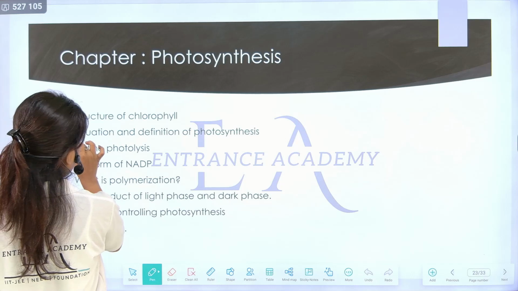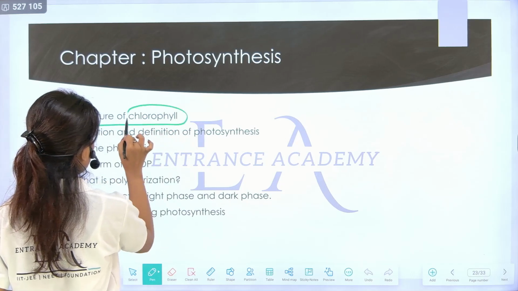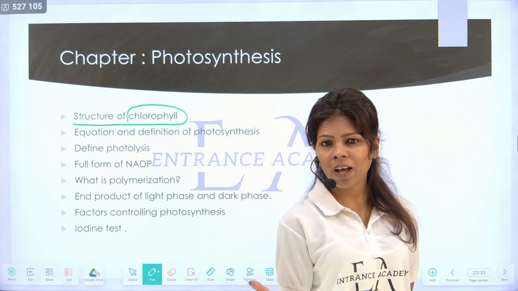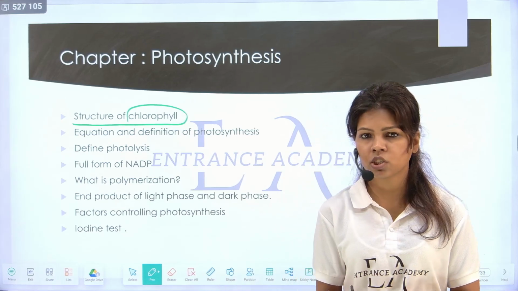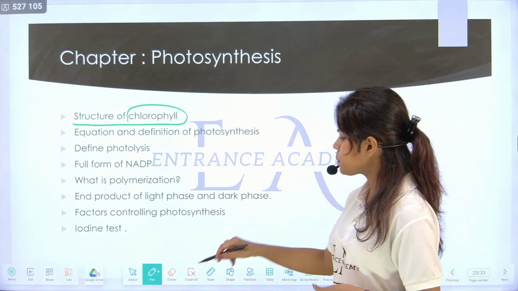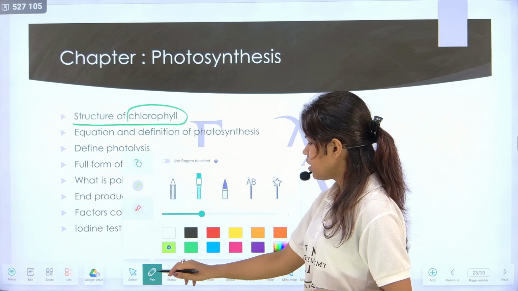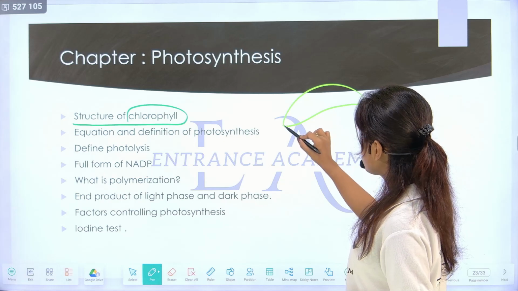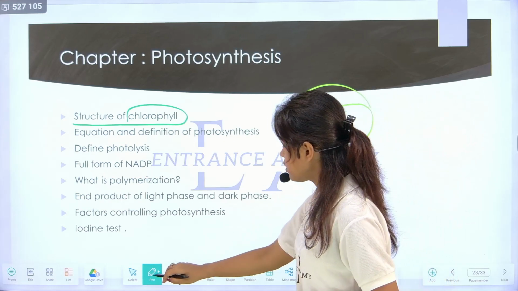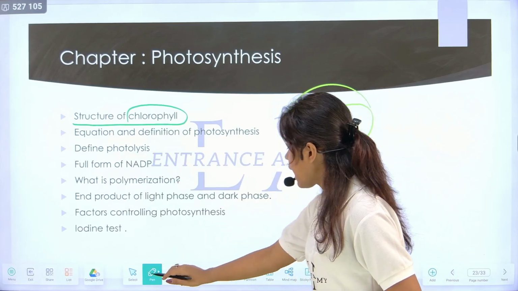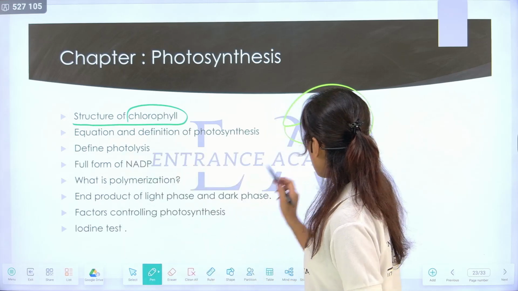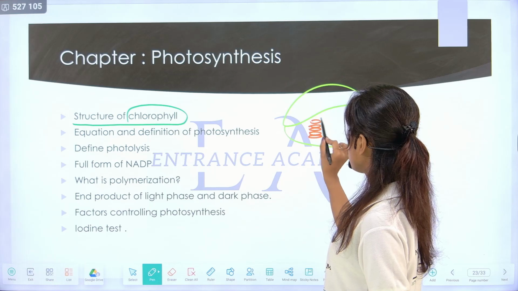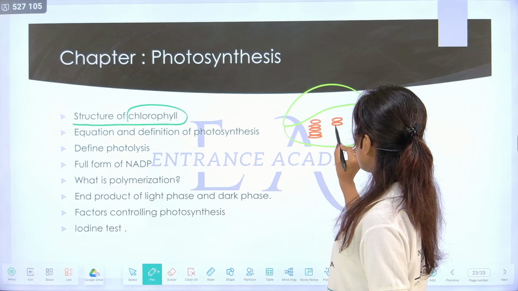First question, structure of chlorophyll and chloroplast. Chloroplast is a type of plastid which contains the green pigment chlorophyll. So, what are the various parts of a chloroplast? A chloroplast is a double membrane bound structure, as we know, present only in plants. It contains several stack-like structures, like coins placed one after another, known as grana.